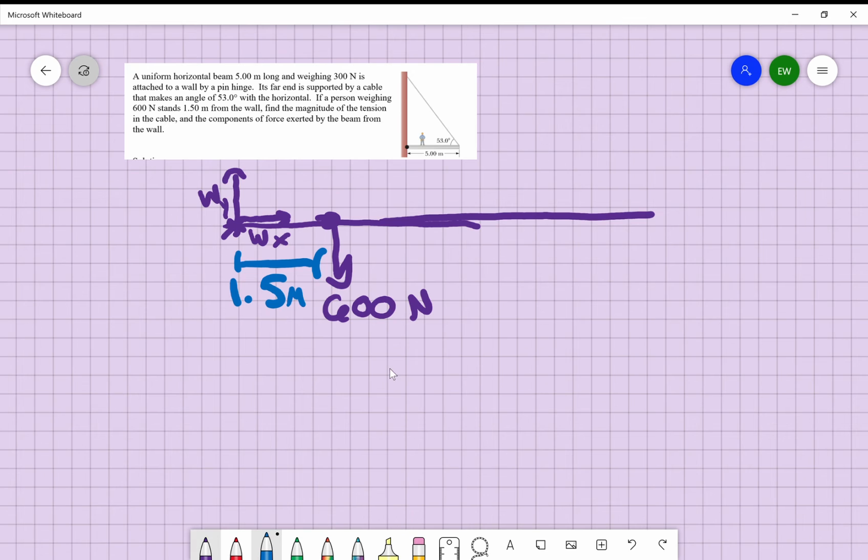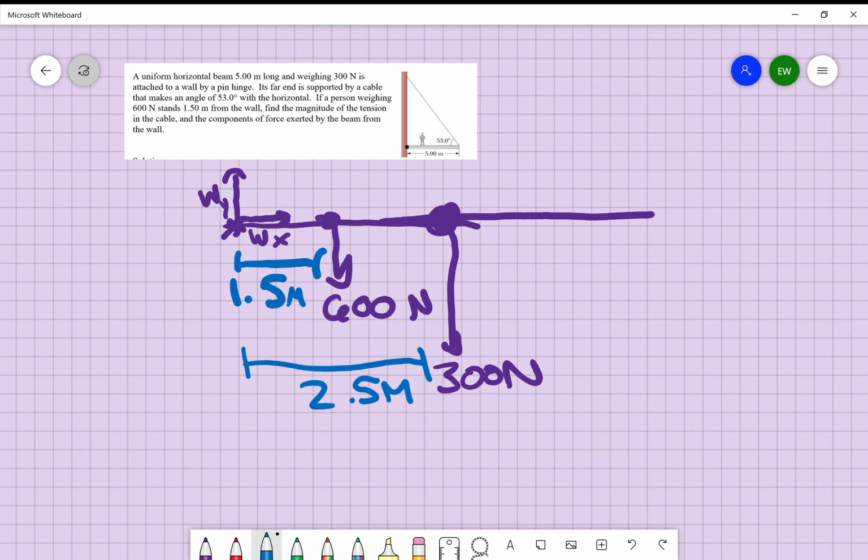1.5 meters. And then I also have, right in the middle, because that's where we put the weight of our beam, 300 newtons. And if it's 5 meters long, that means my distance from here to the middle will be 2.5 meters. All right, one more time.